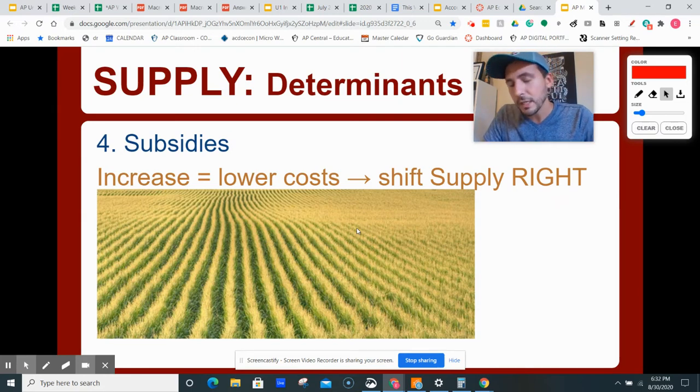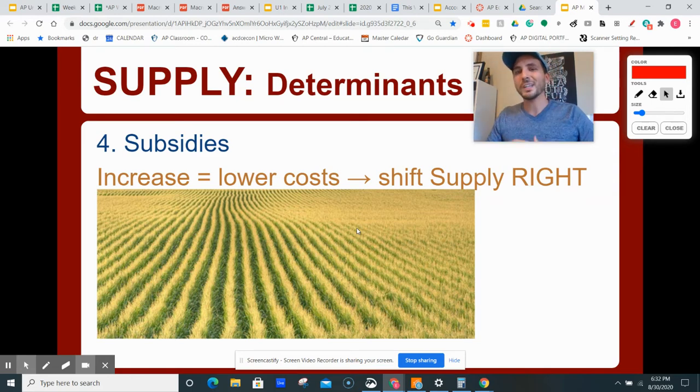A subsidy is when the government gives money away to businesses, right? The most famous one we've done is with our farming system with corn, right? The corn farmers were going out of business. They lobbied, they said, we won't vote for the next president if you don't give us a subsidy. And so the government now pays a couple of dollars per bushel to farmers just to produce corn, right?